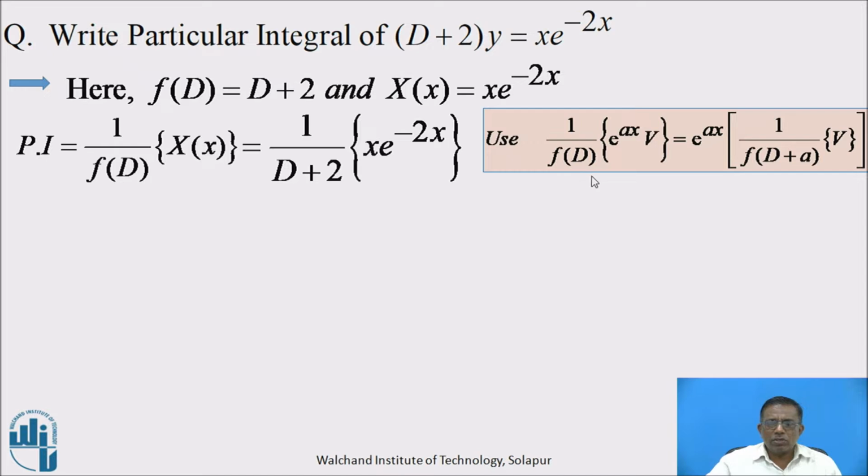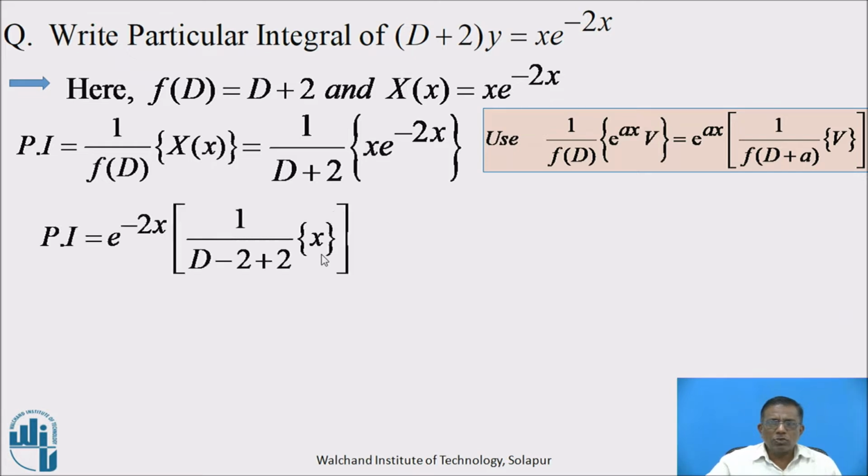Now, using the case of PI, that is 1/f(D) operated on e^(ax) into V, can be written as e^(ax) times [1/f(D+a) operated on V]. Here e^(-2x) you can take outside the operator and put D equal to D-2 in the denominator, because a is -2. So replace D by D+(-2). Therefore PI = e^(-2x) [1/(D-2+2) operated on x], where the +2 is kept as it is.